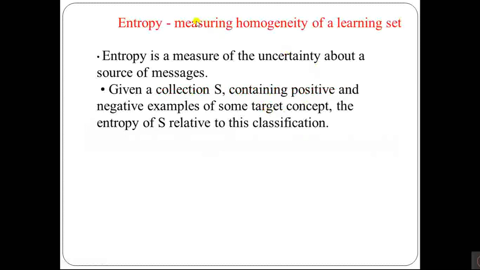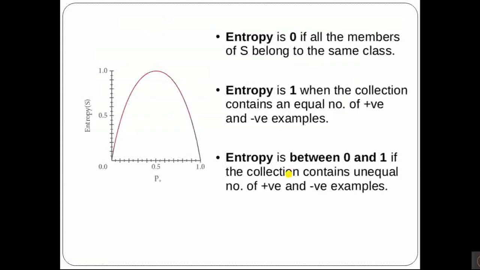So what is entropy? Entropy is a measure of uncertainty about a source of messages. Given a collection S containing positive and negative examples of some target concept, the entropy of S relative to this classification, yes or no or positive or negative. Yes means positive, no means negative. Based on that, we can calculate the entropy.